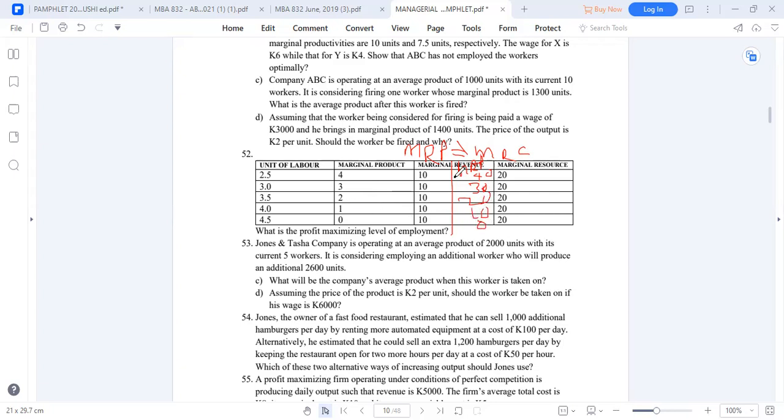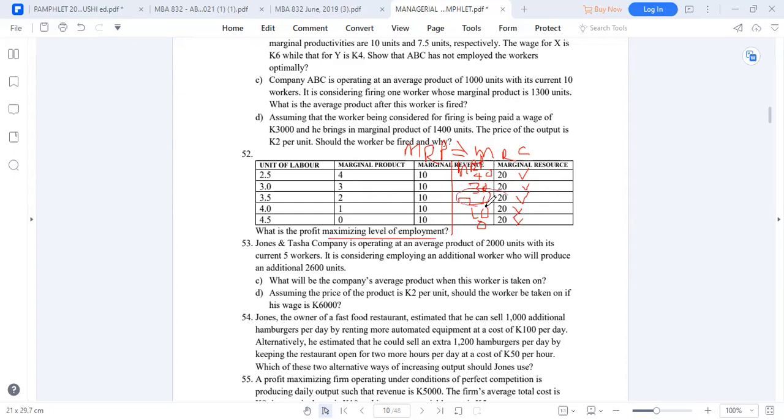So we only employ when we are making more than we are spending. So 40 is more than 20, so this is okay. 30 is more than 20, this is okay. 20 is equal to 20, here we stop. 10 is less than 20, here we can't employ because we're making a loss. So what is the profit maximizing level of employment?